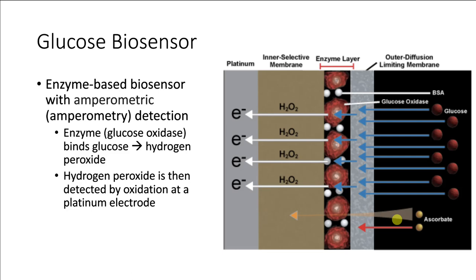The most common one is the glucose biosensor. This is based on enzymes that have amperometric detection. What'll happen is the enzyme glucose oxidase will bind to oxygen and produce hydrogen peroxide. Hydrogen peroxide is then detected via oxidation at a platinum electrode. This is what we use when you get your finger sticks done if you are diabetic or know somebody who's diabetic.